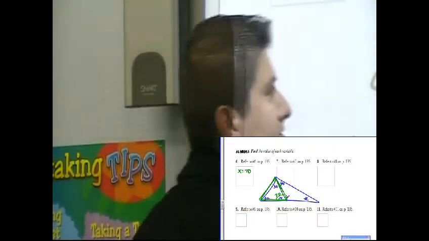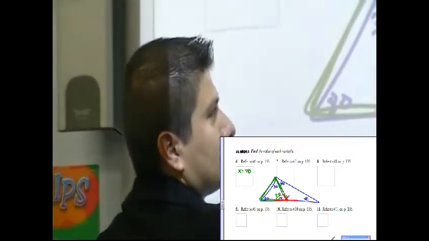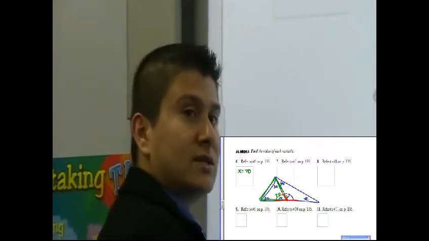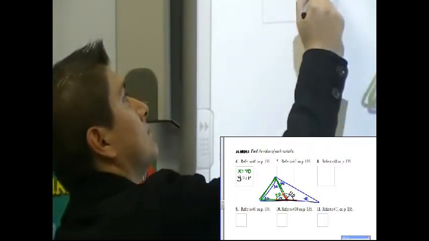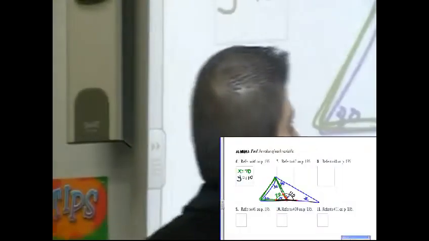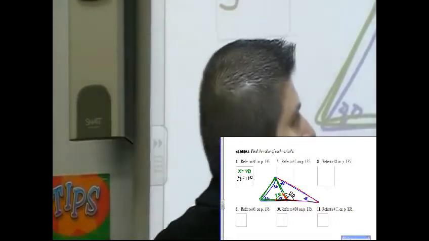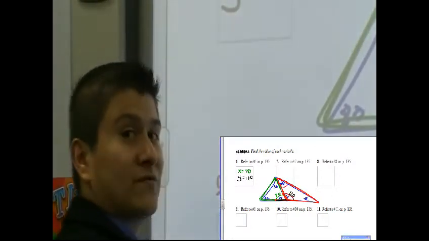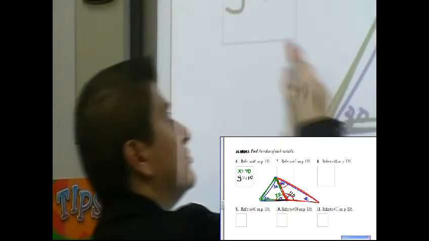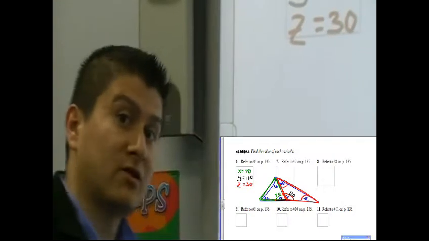Now if X is 70, if this angle right here is 70, then this other angle, which adds up to make 180 because it's a straight line, means that Y is 110. And now I'm only going to look at this slanted triangle here, this obtuse triangle. This angle is 40, this angle is 110. Together that's 150, which means that this one right here has to be Z is 30, because that makes 180. Remember, they all add up to 180.